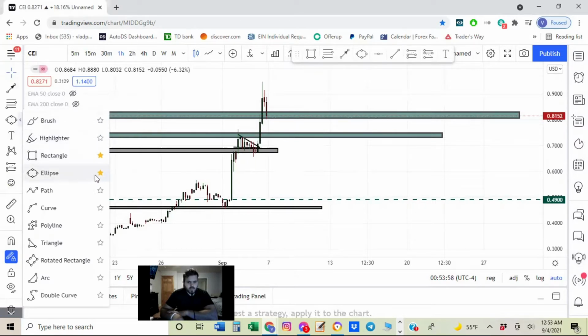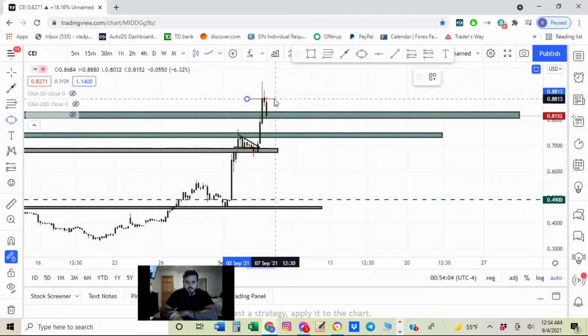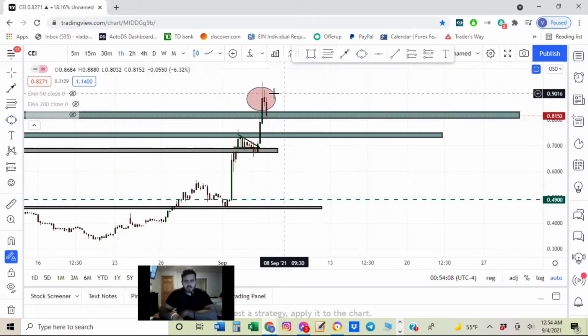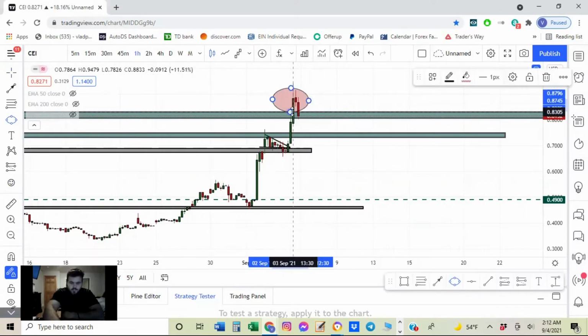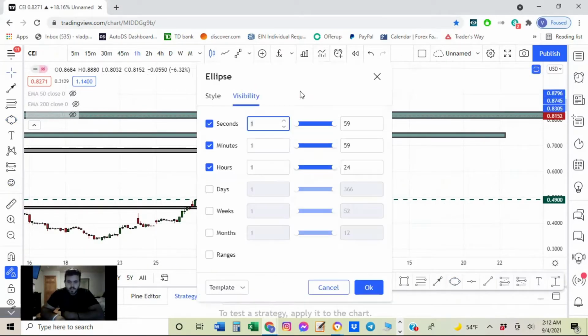The rectangle and the ellipse I do use quite often, like if I'm indicating, let's say, a fake out right here, I would do that. Also, a good thing is that you can modify this ellipse or basically any other tool to your liking.